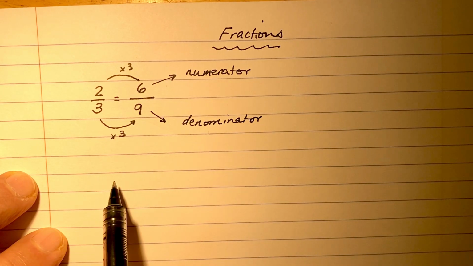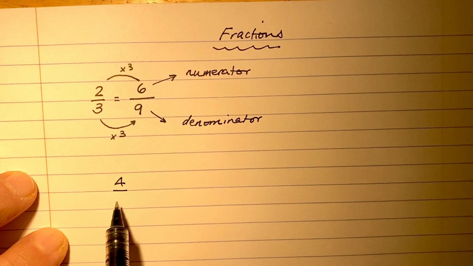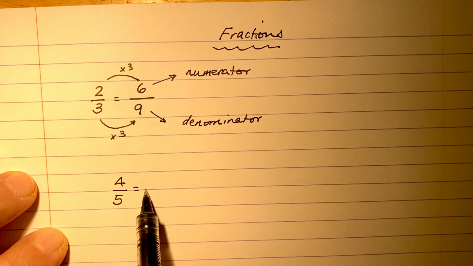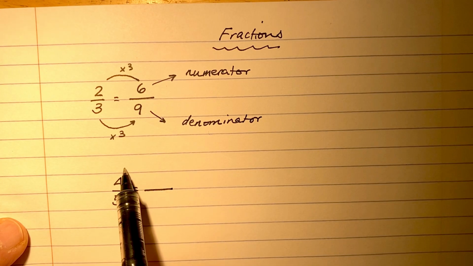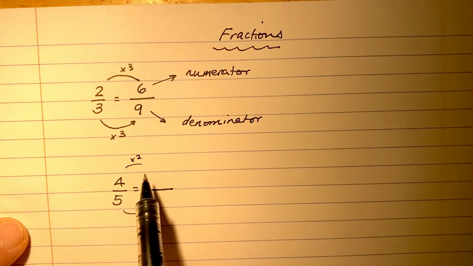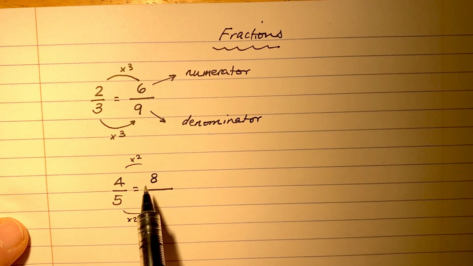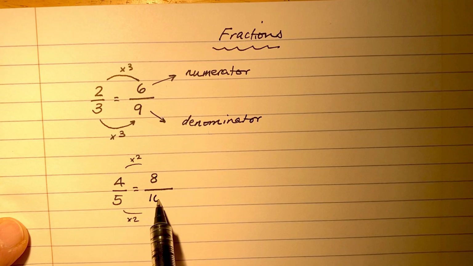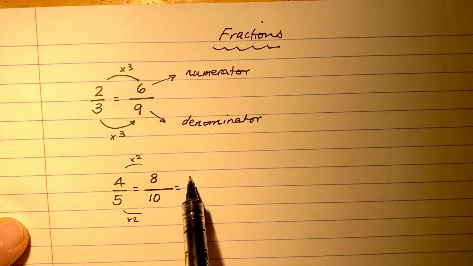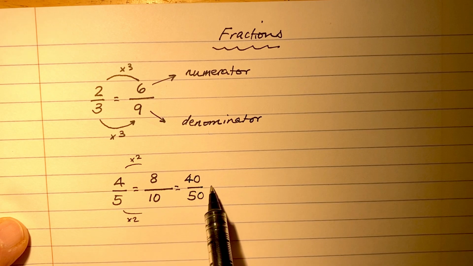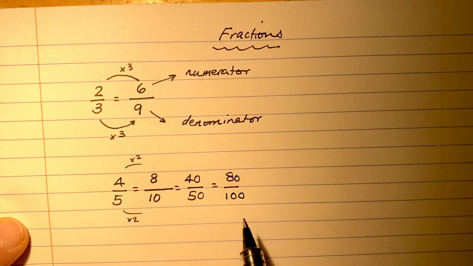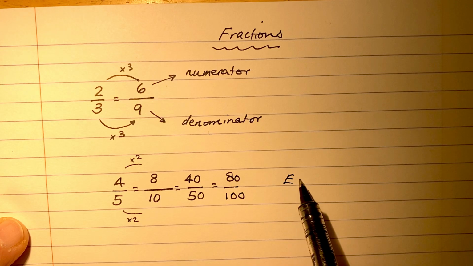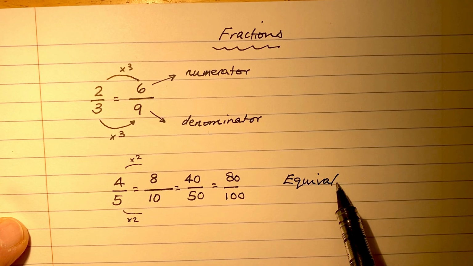So let's try another fraction, 4/5. You can pick any number and multiply the top and bottom, numerator and denominator, by the same number. For example, times by 2. So you have an equivalent fraction. Times by 10. Times by 20. These are all called equivalent fractions.